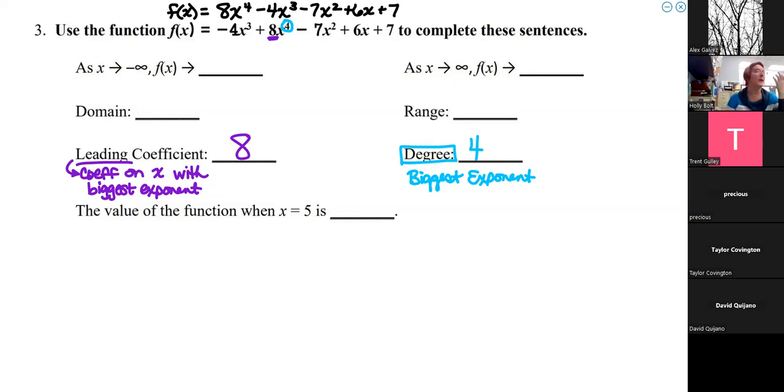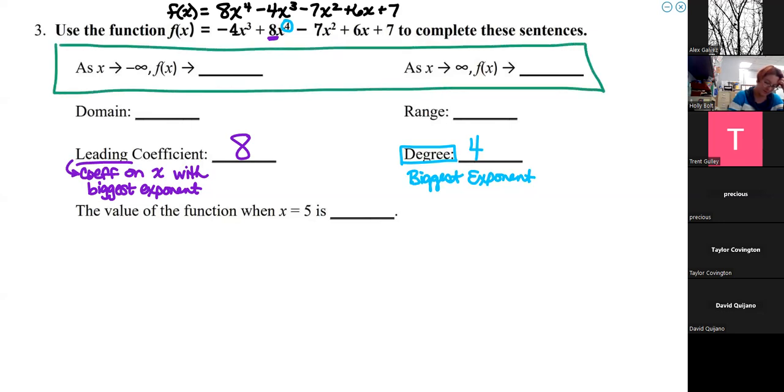All right. Let's talk about our end behavior. Tell me what the left and the right side are doing here. First of all, are they going the same or opposite ways? Let's start there. How do I know? Same way. Where do I look to know that they are the same way? Look at the degree. Yes.